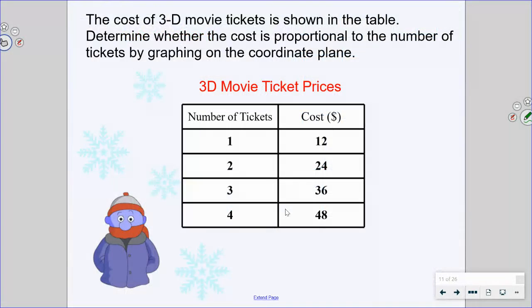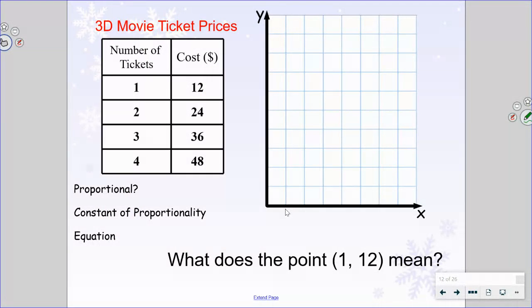Let's go on to our next example, please. Cost of 3D movie tickets shown on the table. Let's go ahead and determine if this is a proportional relationship, comparing the cost to the number of tickets. But I want to determine that going straight to graphing and just skip checking the ratios for now. Let's build up the other skill of graphing this out.